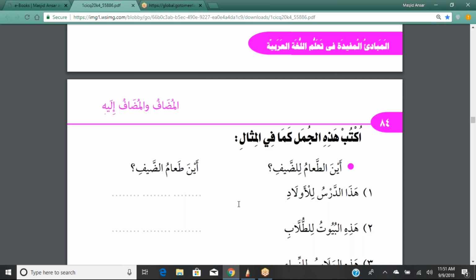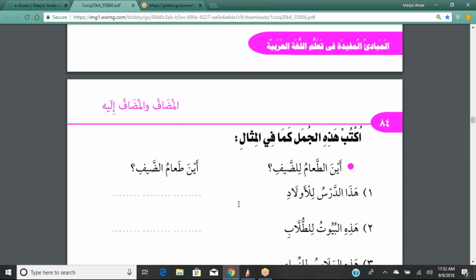So look at the first one here. It says, Aina at-ta'am lil-dayf. At-ta'am has the alif lam. Lil-dayf has lam al-mulk attached to it. So you have to make it mudaf ilayh. So you're going to say, Aina ta'am lil-dayf. You took off at-ta'am. And you took off lil-dayf. Again. Aina at-ta'am has the alif lam. Aina at-ta'am lil-dayf, for the guest.